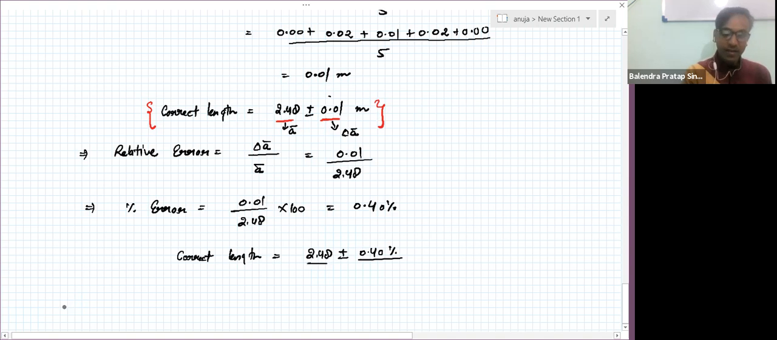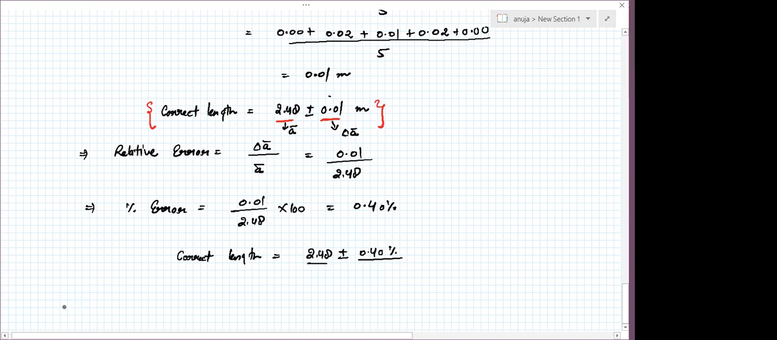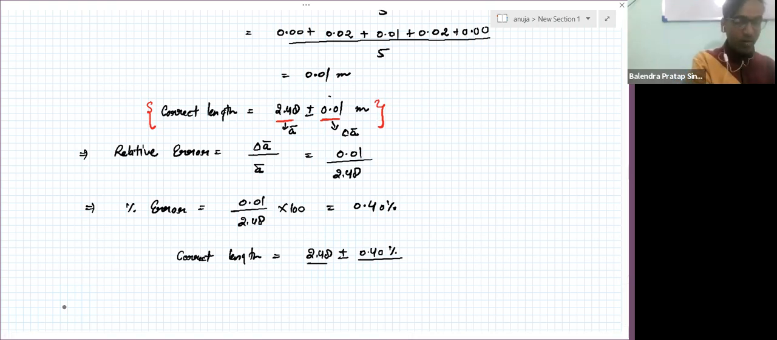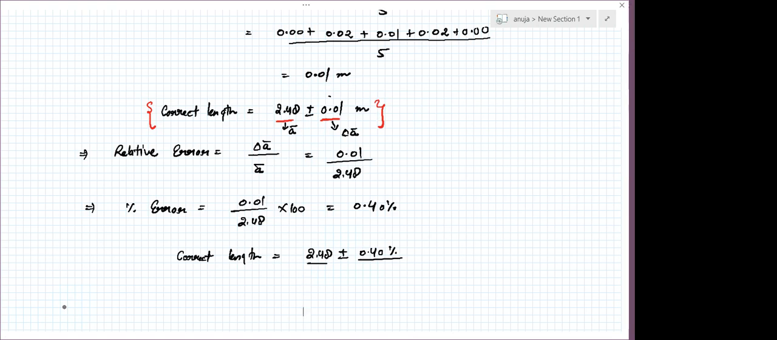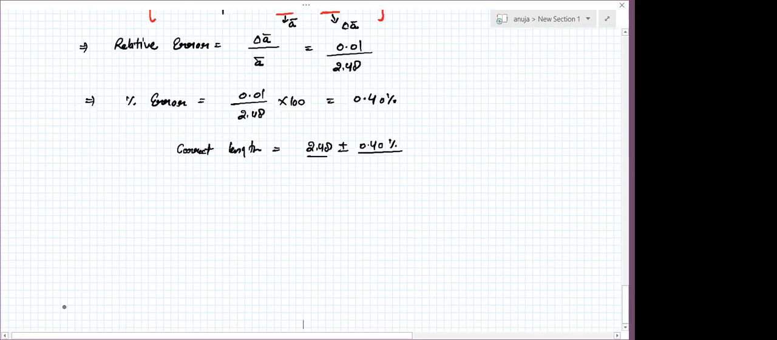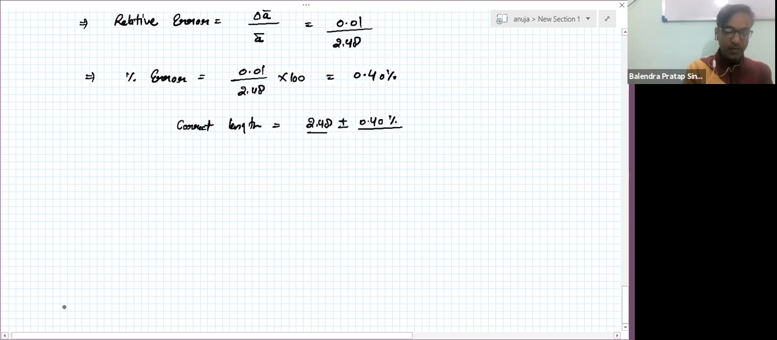Now let's do one more problem on this topic, so we will get all the points. Should I go on to the next problem? Yes, sir. So the next problem is on successive measurement.